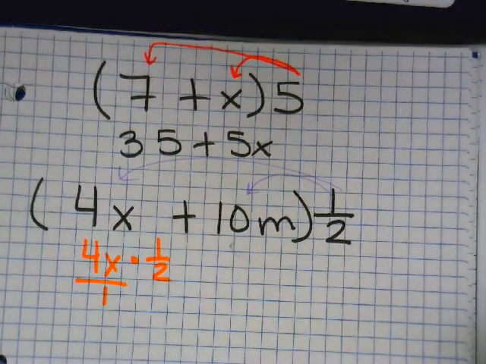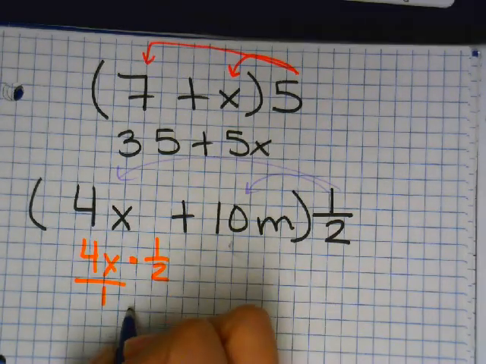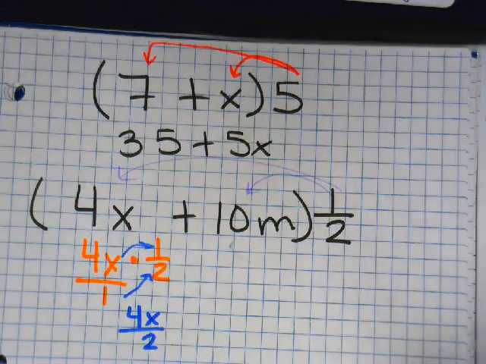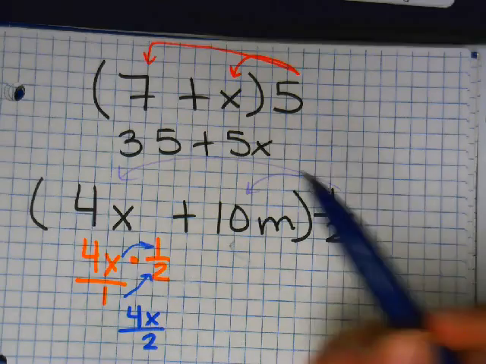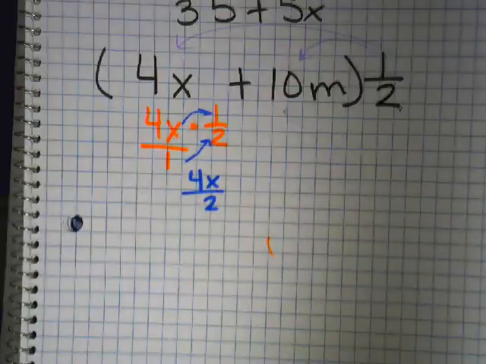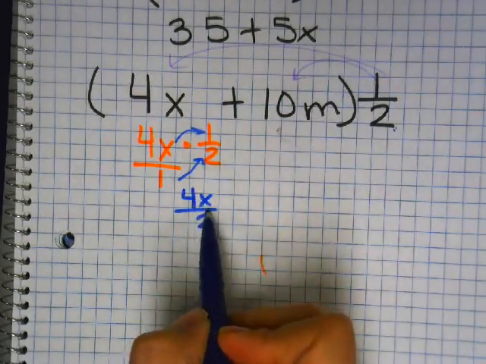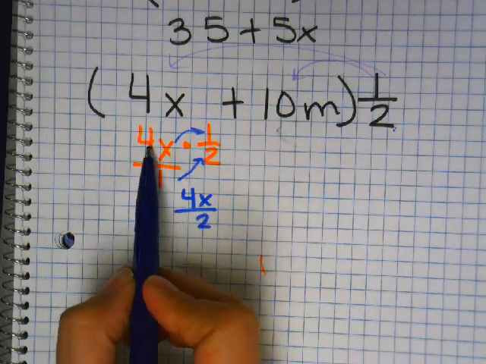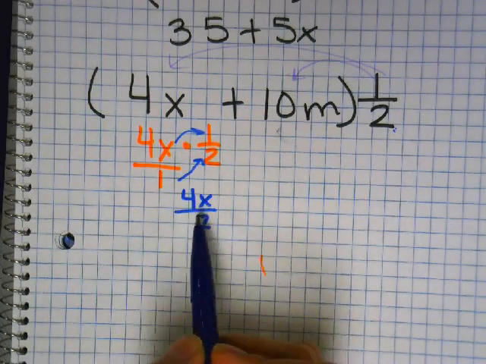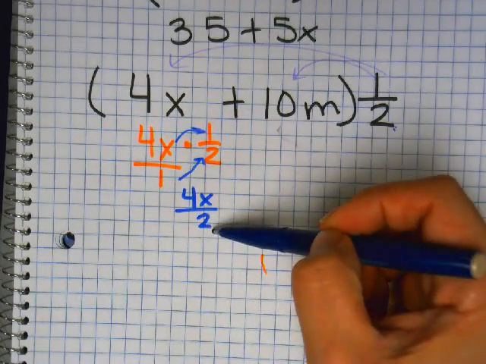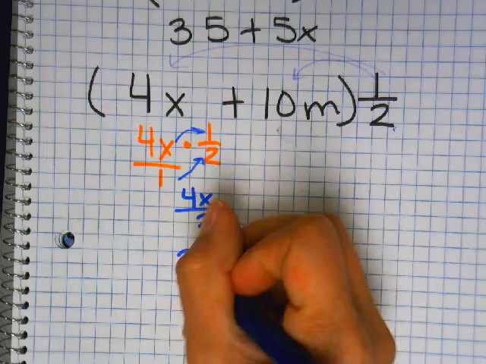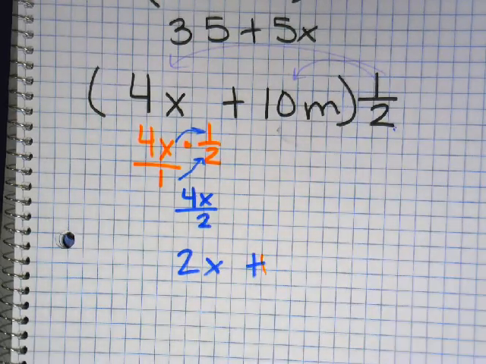Good. So then we multiply straight across. We get 4x over 2, right? So basically, what I did was 4x divided by 2. Because when I multiply 4x times 1, I get 4x. 1 times 2 is 2. So this is the proper way of multiplying fractions. Now I have here 4x over 2, and it is division. So what's 4 divided by 2? 2x. Plus, what do you think the 10m is going to be?